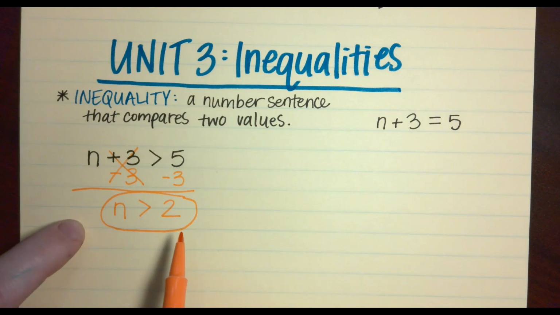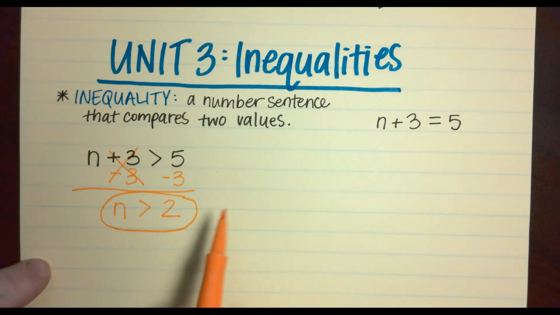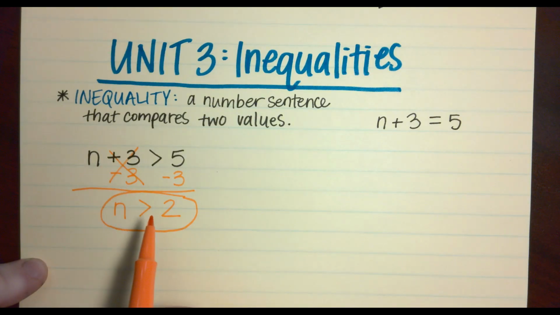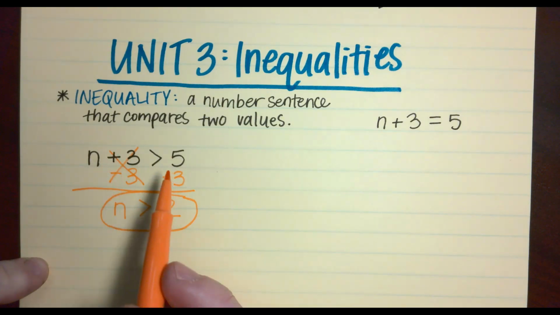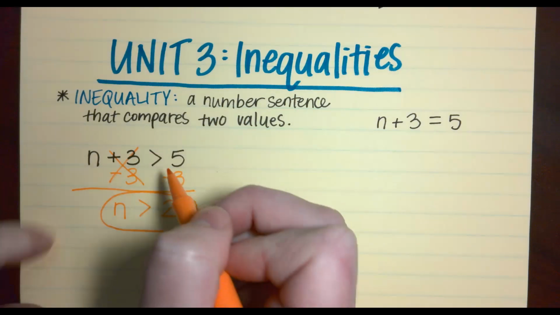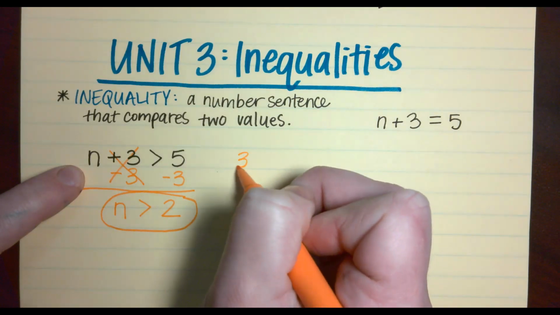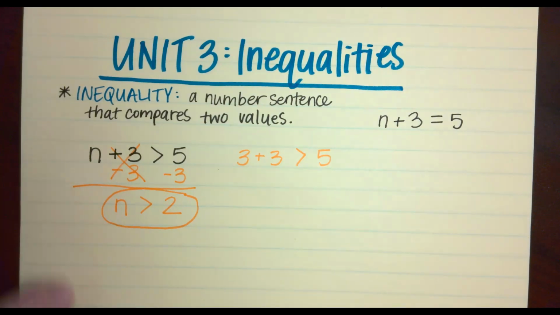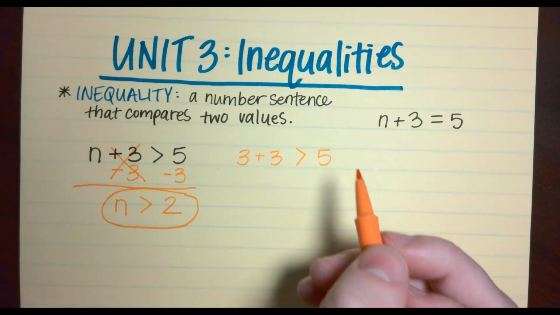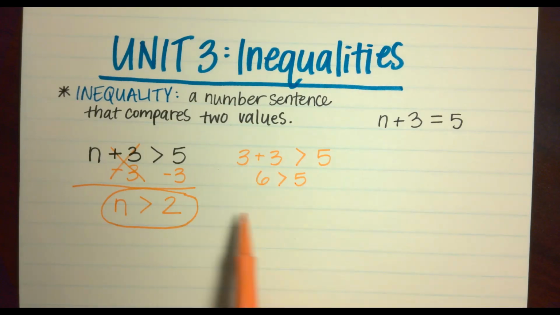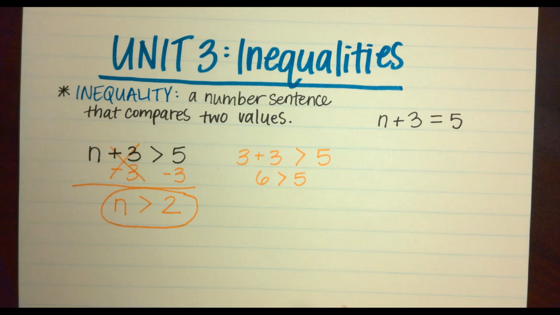What that means is if we put any number back into this inequality, and if that number is bigger than 2, then it will be true. So for example, let's pick a number greater than 2. How about 3? I'm going to do 3 for n. So 3 plus 3 is greater than 5. And let's solve that. What's 3 plus 3? 6. And then I'll bring that down, is greater than 5. Is this true? It sure is. That is absolutely true.